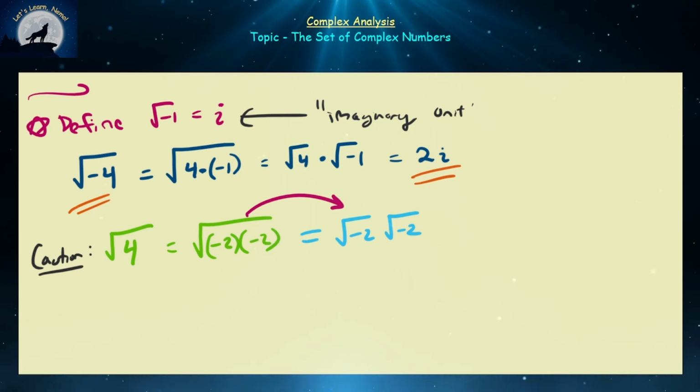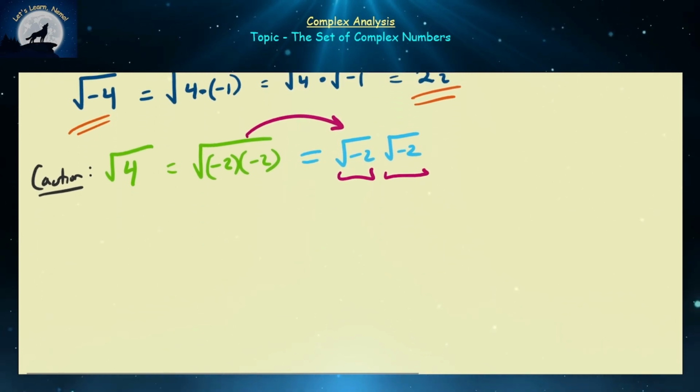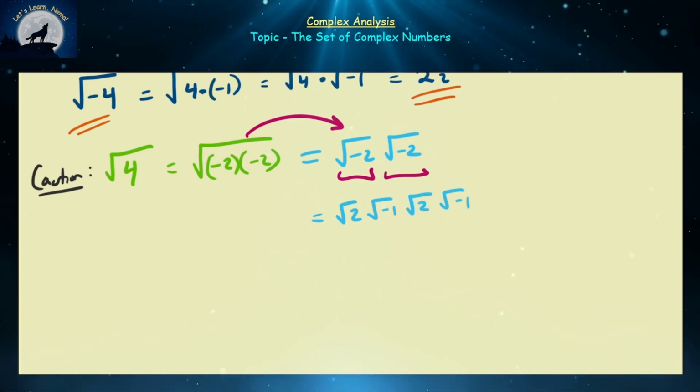Because keep in mind, in the set of real numbers, these two objects are not defined, but now we have some way of defining them. So maybe the square root of 4 can be represented as such. If we accept that this is indeed true, what you're actually going to get is the square root of 2 times the square root of -1, times the square root of 2 times the square root of -1. The square root of 2 times the square root of 2 is going to be equal to 2, assuming that we can commute these objects. Also, the square root of -1 times the square root of -1 will be equal to i squared.